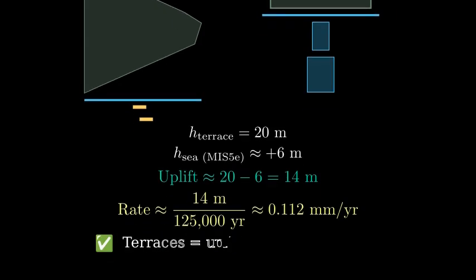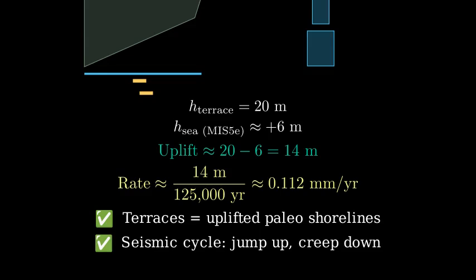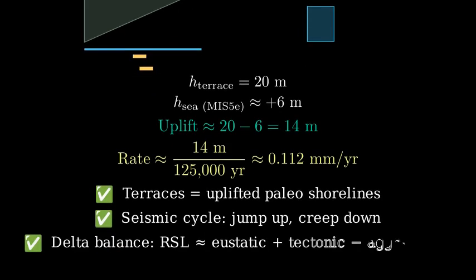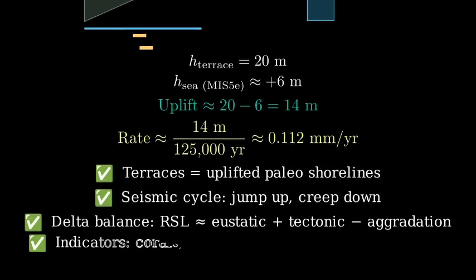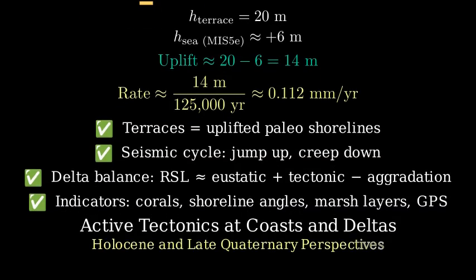Summary: marine terraces record stair steps of uplift relative to sea level. Earthquakes can lift coasts suddenly, while quiet periods may slowly sink them. Deltas live by a delicate budget: ocean rise plus tectonic sinking versus sediment supply. Reading corals, terraces, and marshes, and combining with precise GPS, reveals rates that matter over human timescales. The coastal zone is a moving boundary. Over centuries to millennia, even a few millimeters per year of tectonic motion shape where shorelines and deltas live.